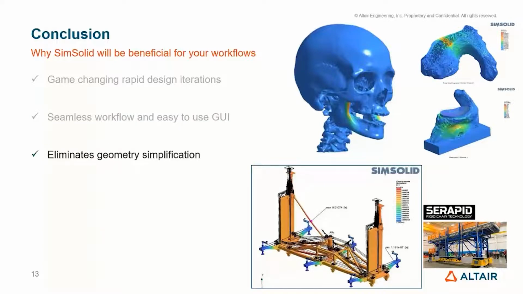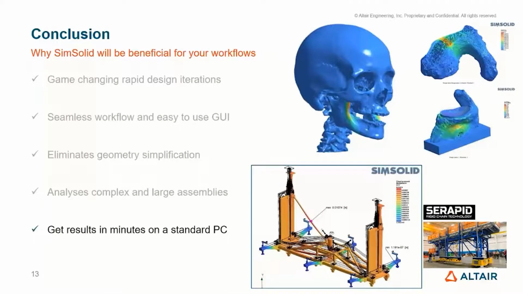It also eliminates any sort of geometry simplification and meshing that you might need to do. So if you just need a quick result, just use SimSolid. It helps you analyze complex and large assemblies. So you're not just limited to looking at the one part, you can bring in thousands of parts, like the example that Jan showed earlier, that elevating stage, that's got more than thousands of parts inside of it, and it solves super quickly. And like we said, just using a standard PC or a standard laptop, you can get your results in minutes too.